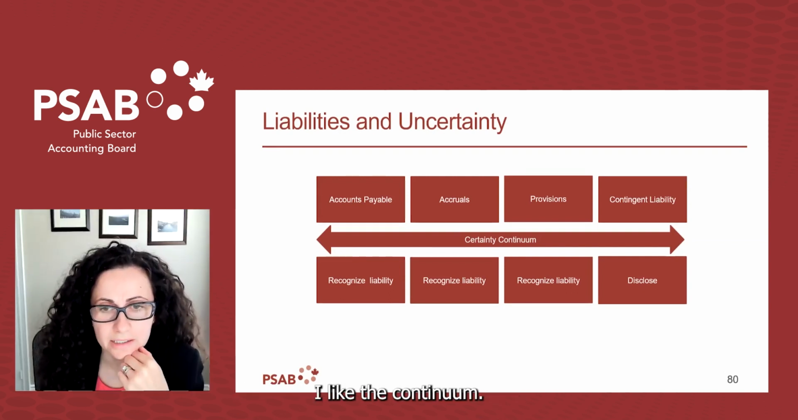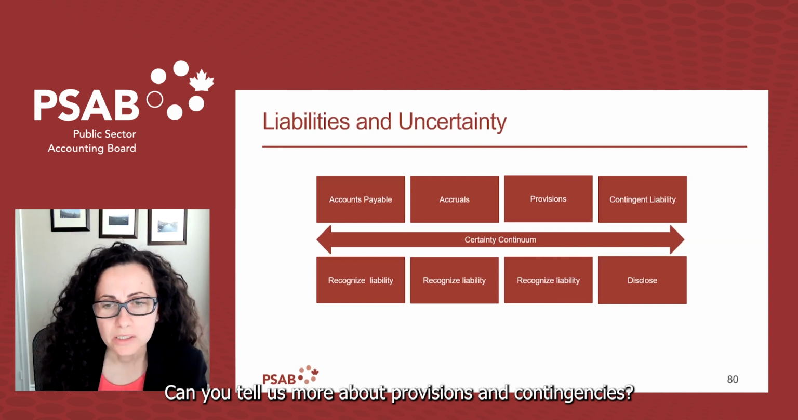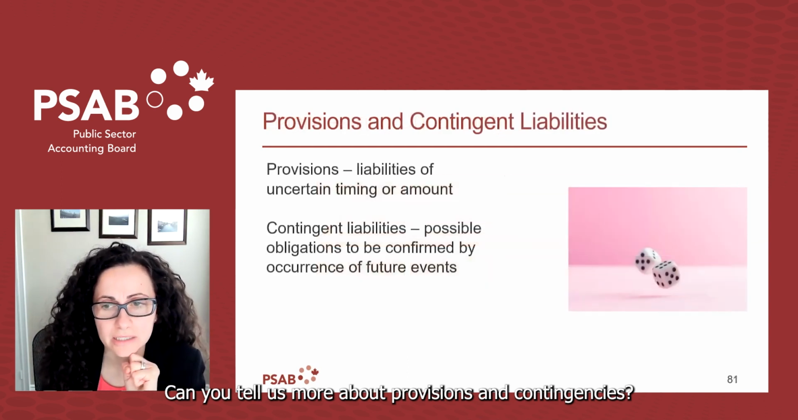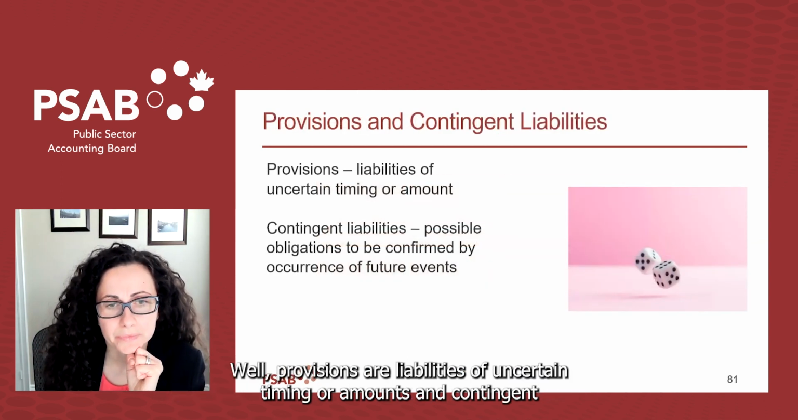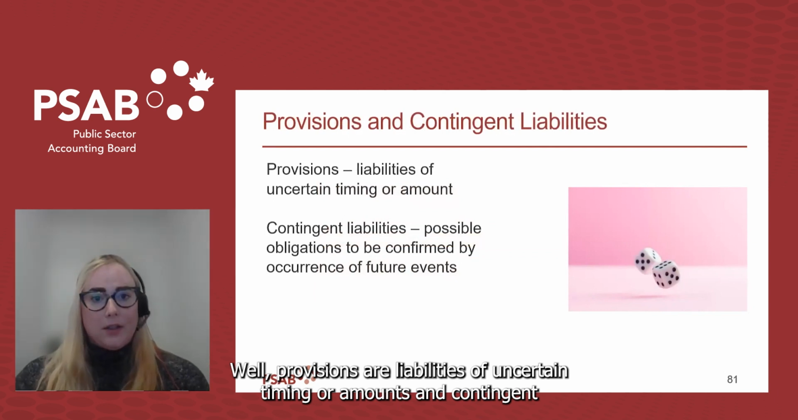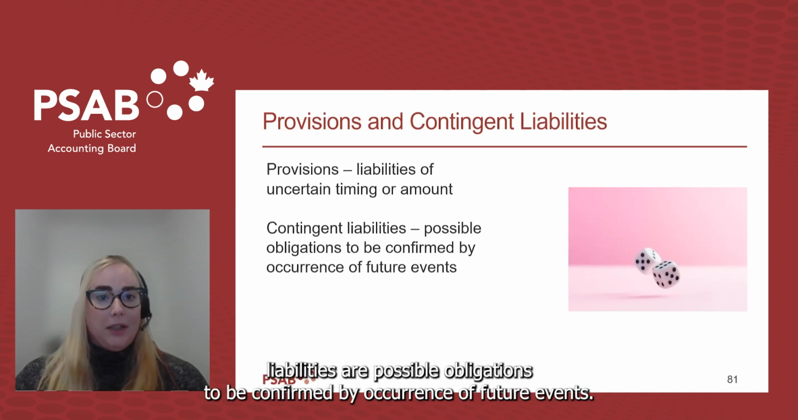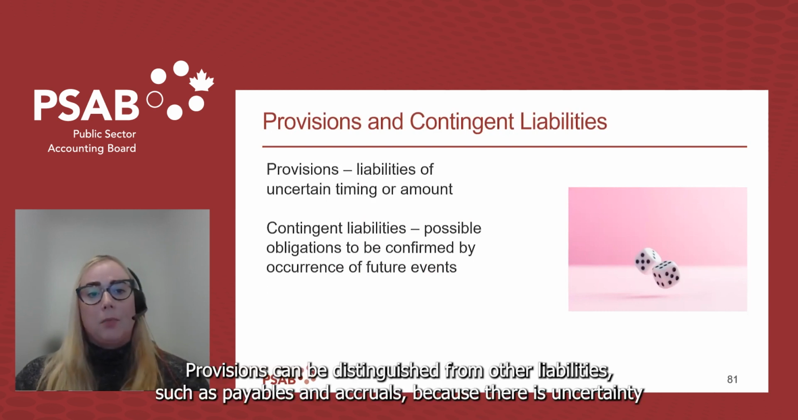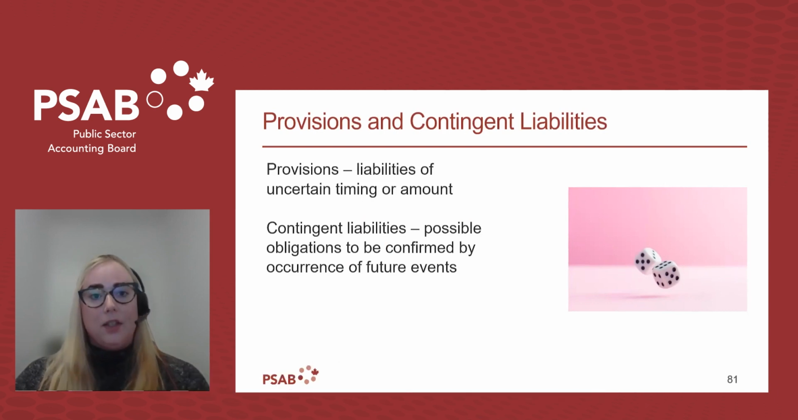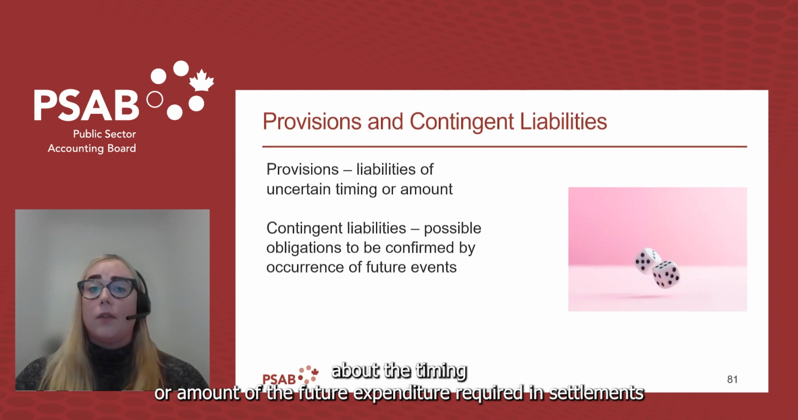I like the continuum. Can you tell us more about provisions and contingencies? Well, provisions are liabilities of uncertain timing or amount, and contingent liabilities are possible obligations to be confirmed by occurrence of future events. Provisions can be distinguished from other liabilities, such as payables and accruals, because there is uncertainty about the timing or amount of the future expenditure required in settlement.